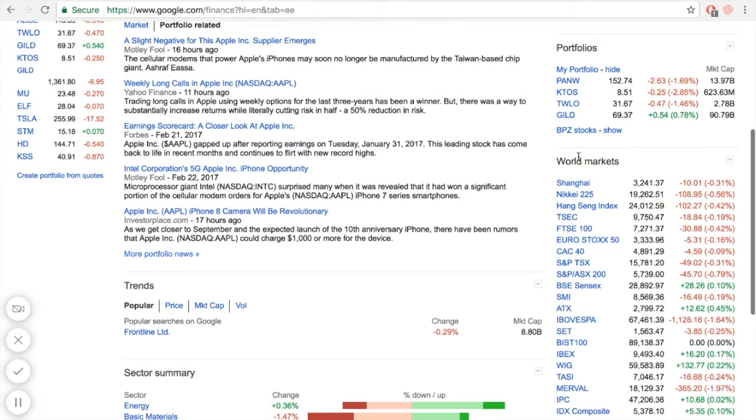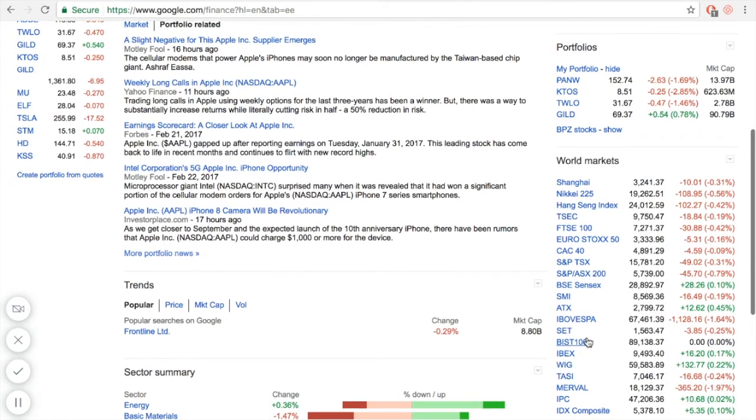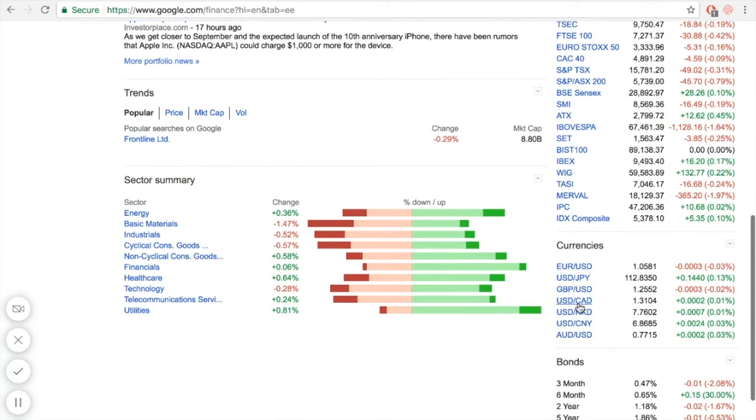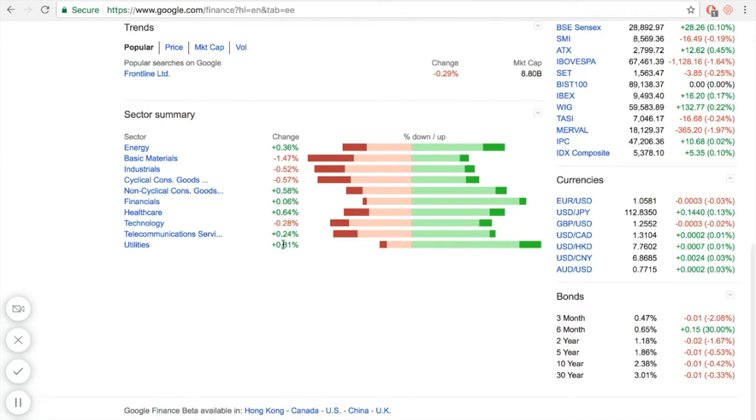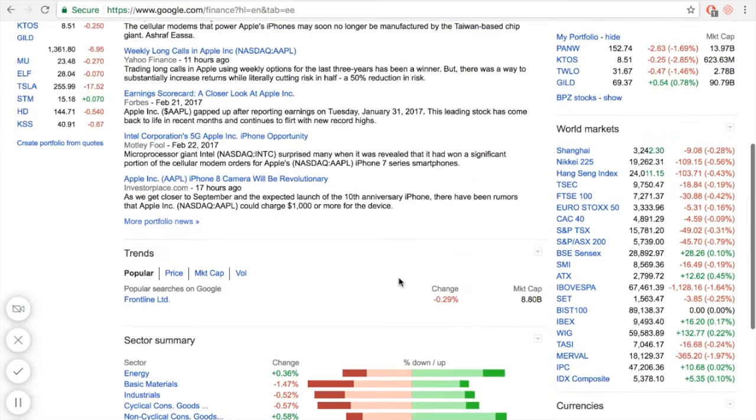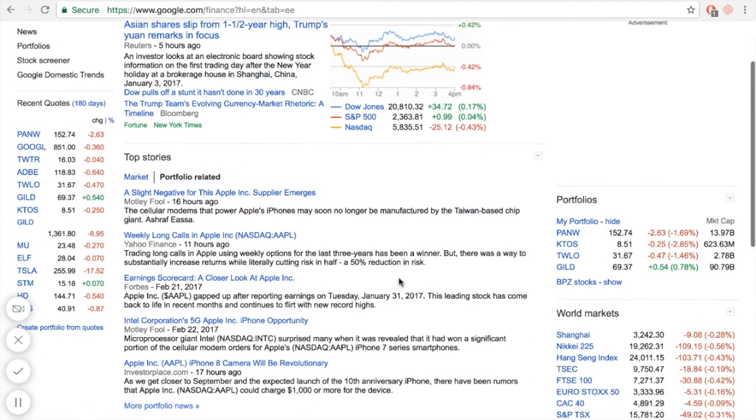Over here is world markets of all the different countries, currencies and bonds at the bottom. Right here is market sectors, so energy, basic materials, financials, healthcare, technology. So you can see how that's doing day to day based on the sector. So let's go into a company. So everyone knows Google. We'll go into Google.